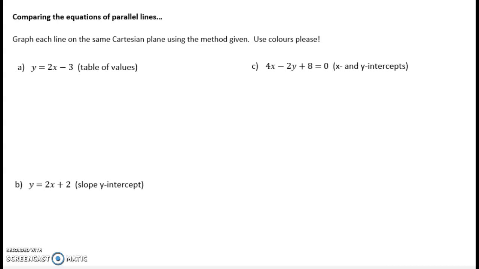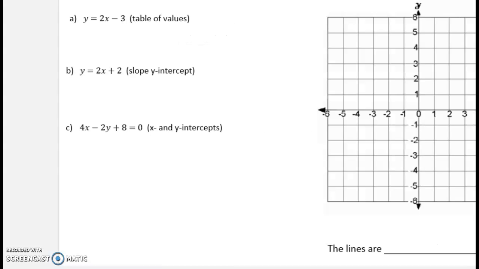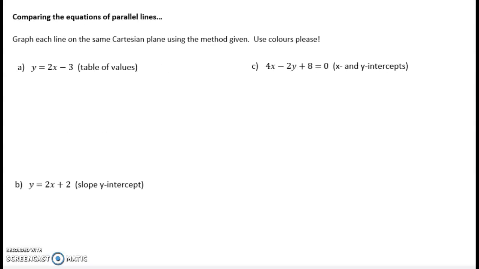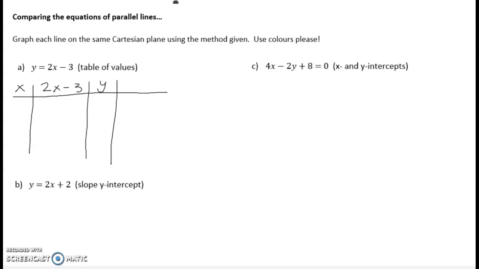So comparing the equations of parallel lines, graph each line on the same Cartesian plane using the method given. Okay, so I'll do them on this one, but we'll solve here first for each one individually. So the first one says table of values. So when I do my table of values, I have my x, I have my 2x minus 3, I have my y, and then I have my point, what x and y end up being.